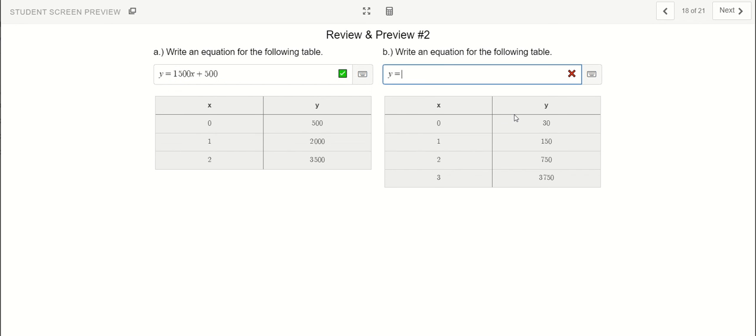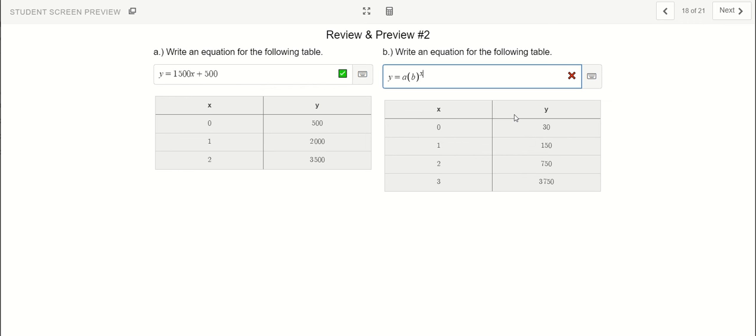Over here, this is the one that we've been looking at, the multiplying pattern. Right here, I'm starting at 30. At 0, we're at 30, so that's my starting point. And then it's times 5, times 5, times 5. 30 times 5 is 150. So my multiplying pattern is 5.